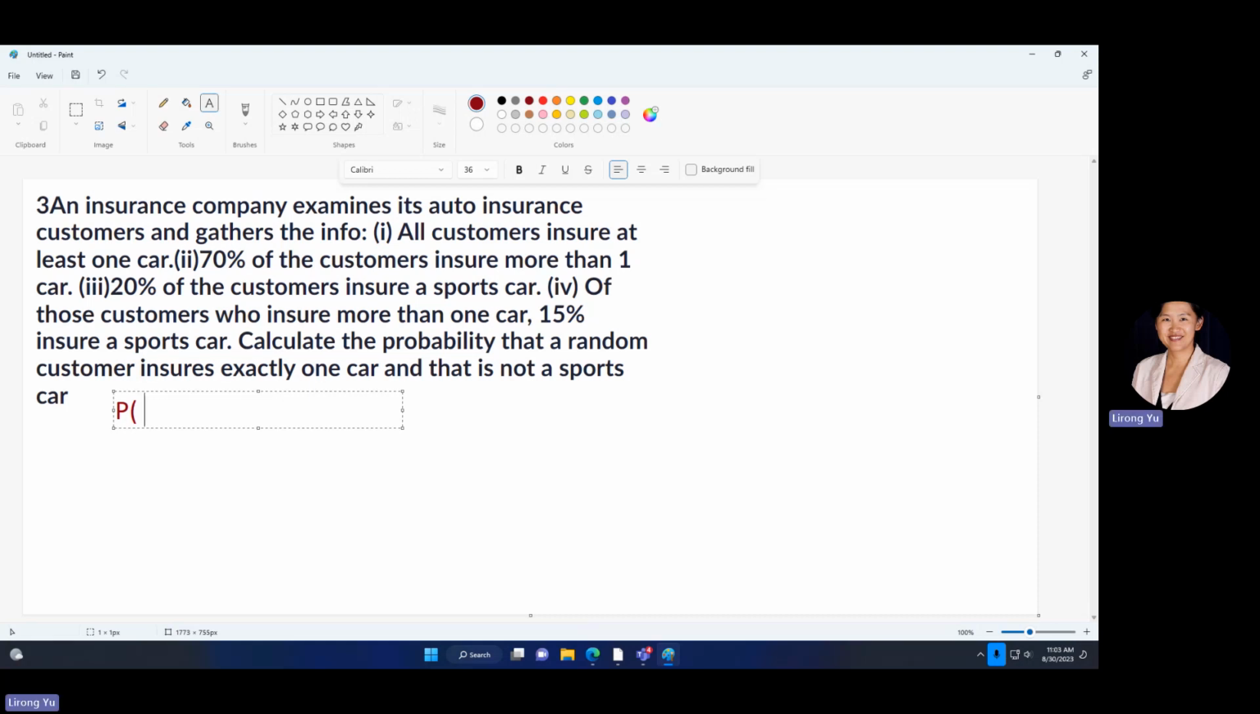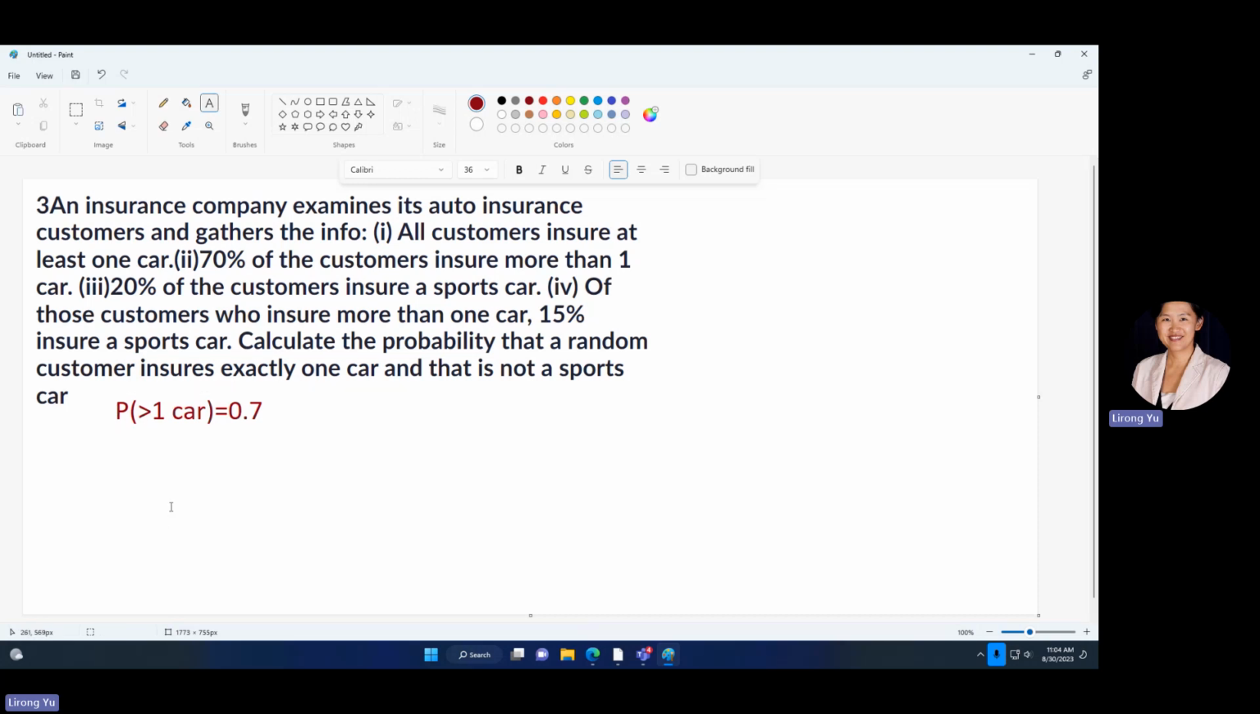As we read the questions, we try to summarize what's going on. The first is there's 1, 2, 3. Number one, all customers insure at least one car. So that is basically the general background. I don't feel like that offers much information other than saying the percentage of at least one car is equal to 1. Second sentence, number 2, 75% of the customers insure more than one car. So you can see probability of more than one car is equal to 0.73.